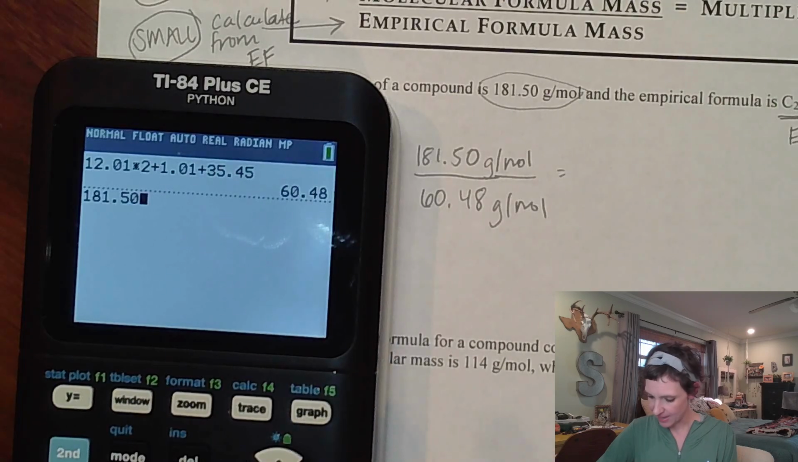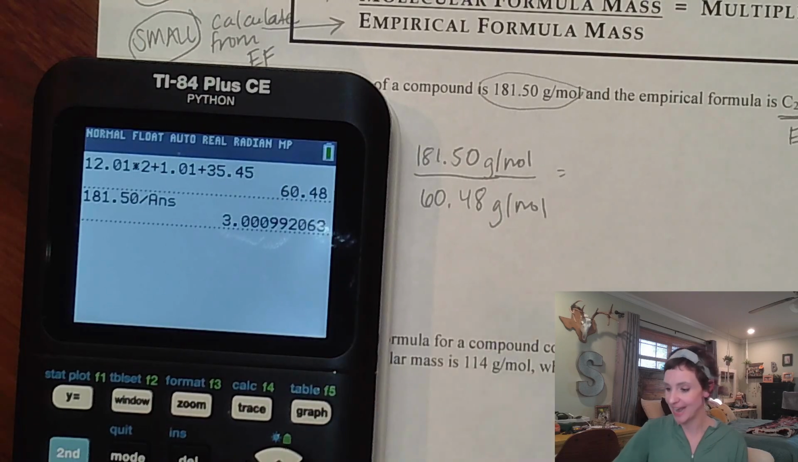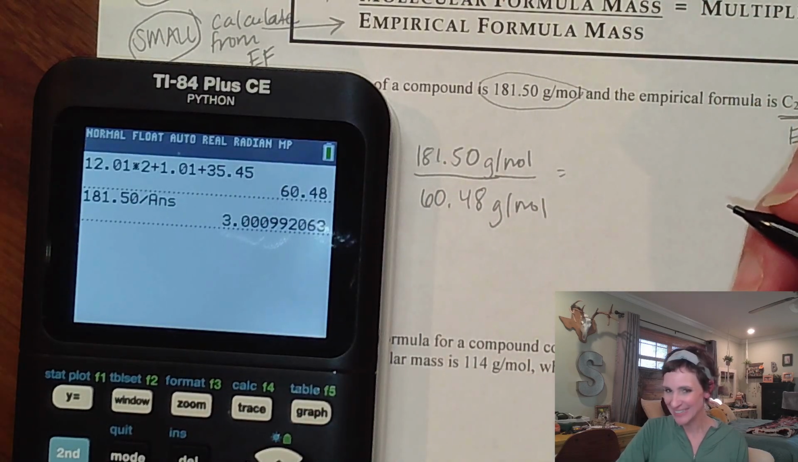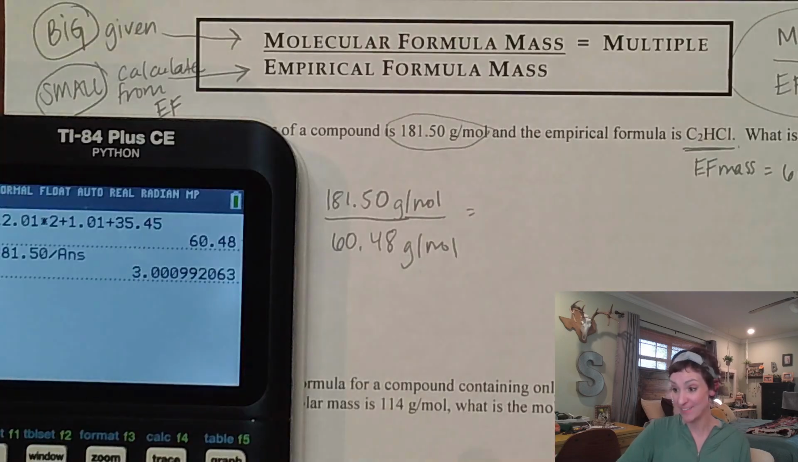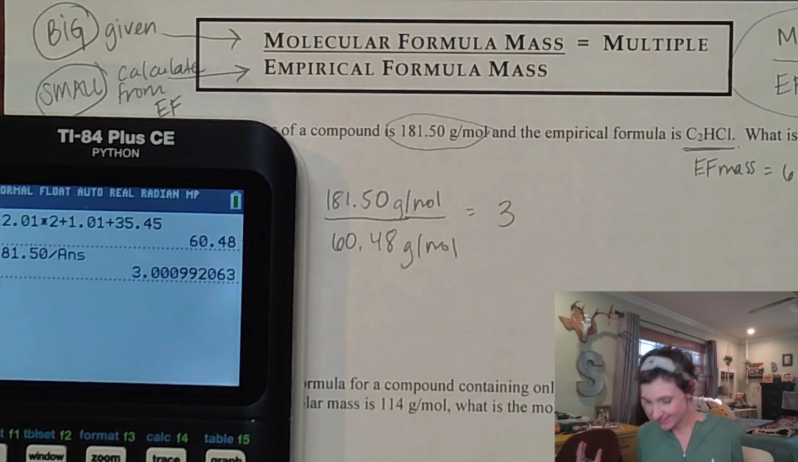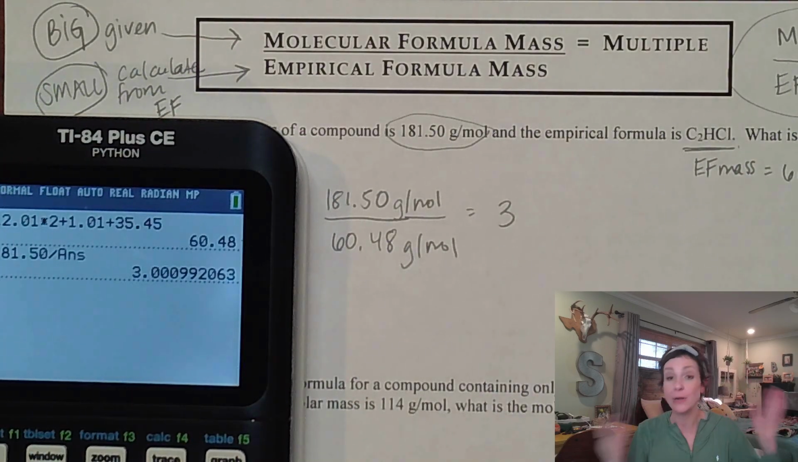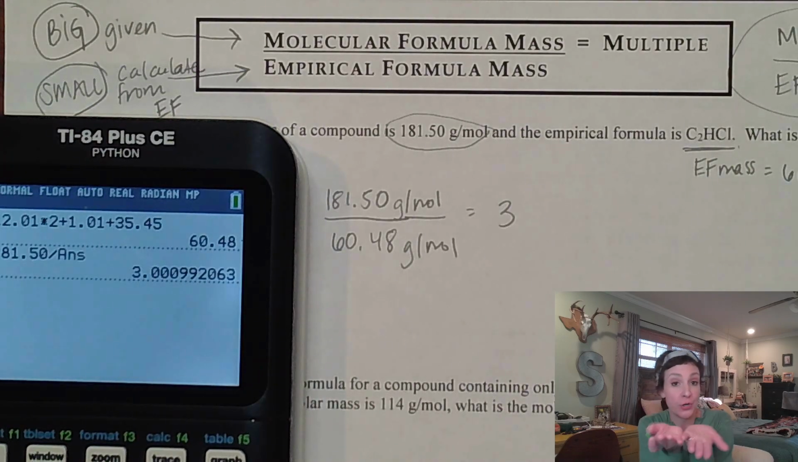181.50 divided by the answer I just calculated above, the 60.48. You're like, okay, what am I doing here? The whole purpose of this little fraction, this division step, is to get a whole number here. Awesome. That's a 3. Just like our empirical formulas, where we don't care about rounding because the end goal here is to create a chemical formula.